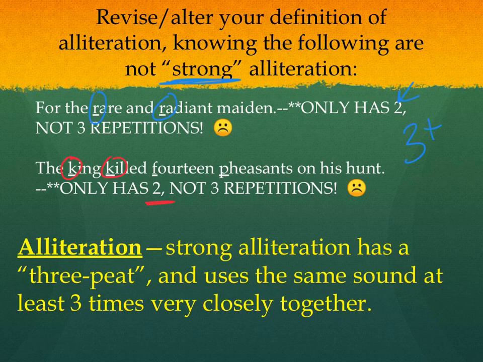So noticing this next one, the king killed 14 pheasants on his hunt. We have 2. We don't have any more k sounds. And if you're good, you will have noticed that we also have some alliteration here. 14 pheasants, but again, it's only 2. It's the double F sound, f, but it's not 3 repetitions, which is what we really are looking for. So it has to have what I call a three-peat. Kind of rhymes with repeat, but it means 3 times very close together to count as strong alliteration.